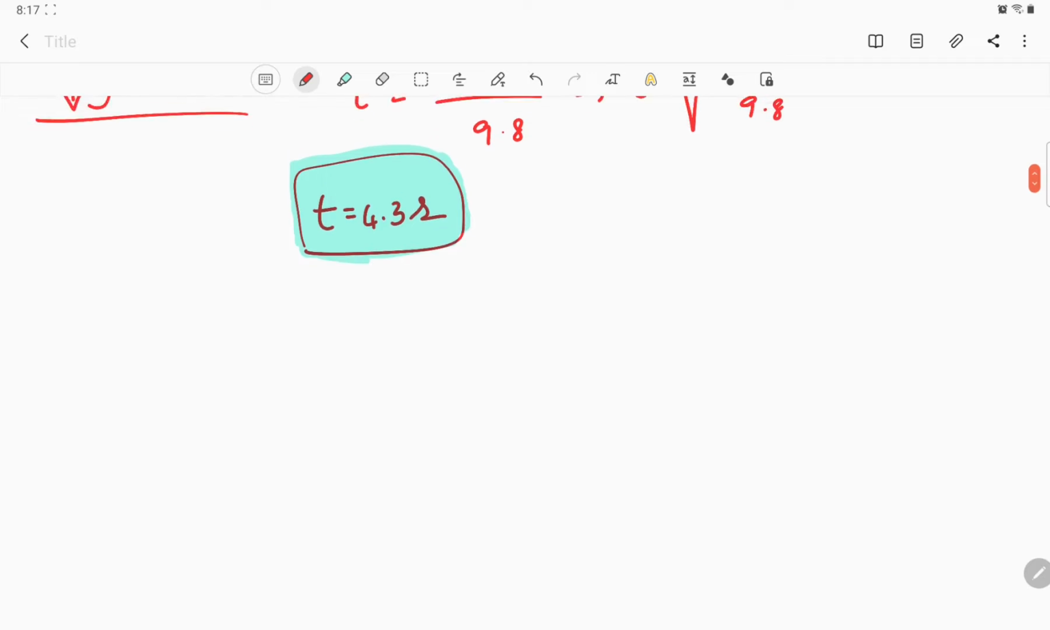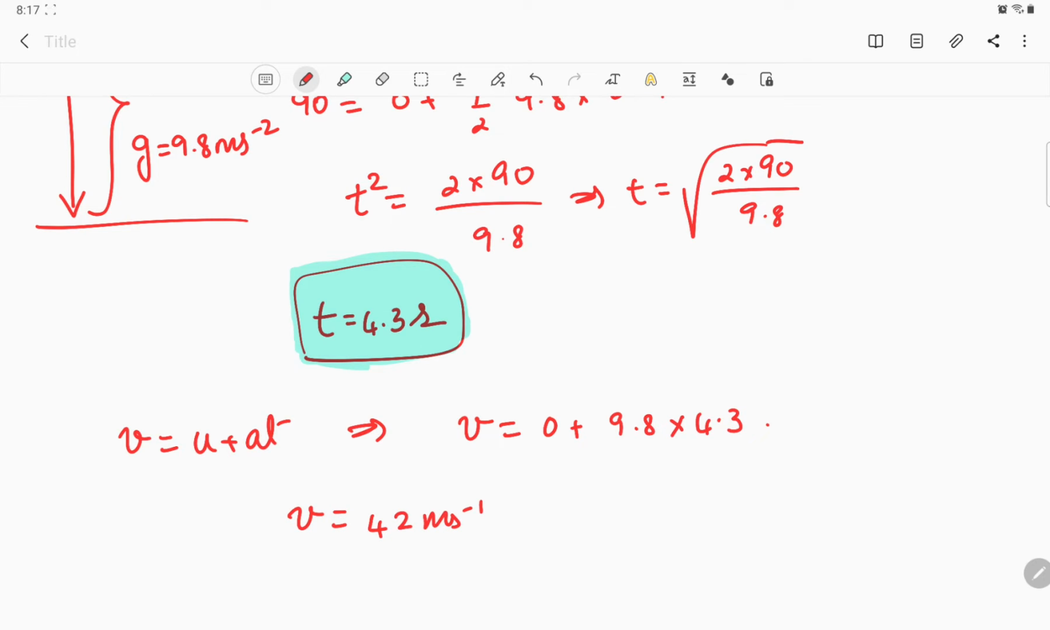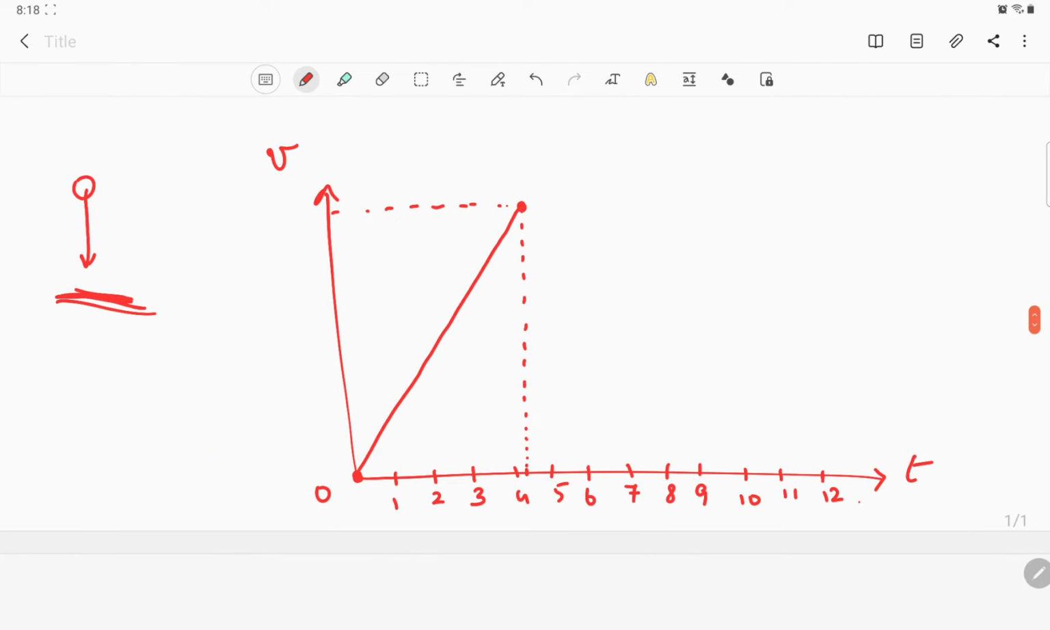For that we need to calculate using this time t, using the equation v = u + at. So you will get the final velocity v = 0 + 9.8 × 4.3, so v is going to be 42 meters per second. The ball falls here, and at this point it is going to have 42 meters per second.